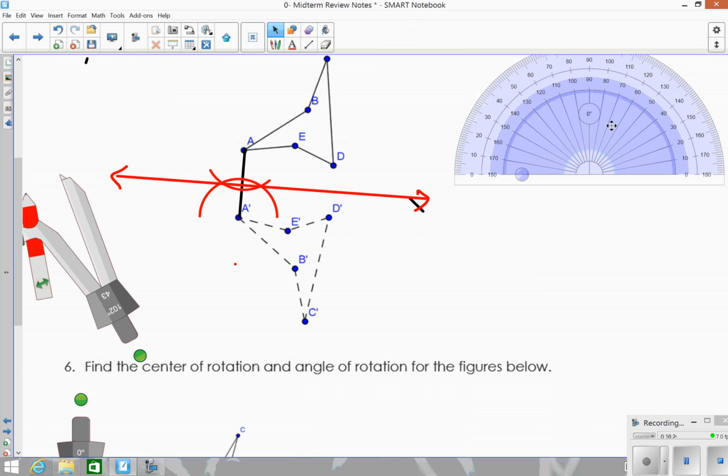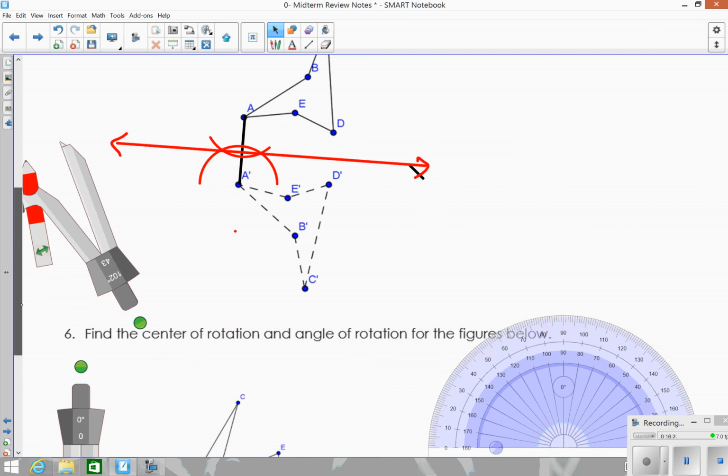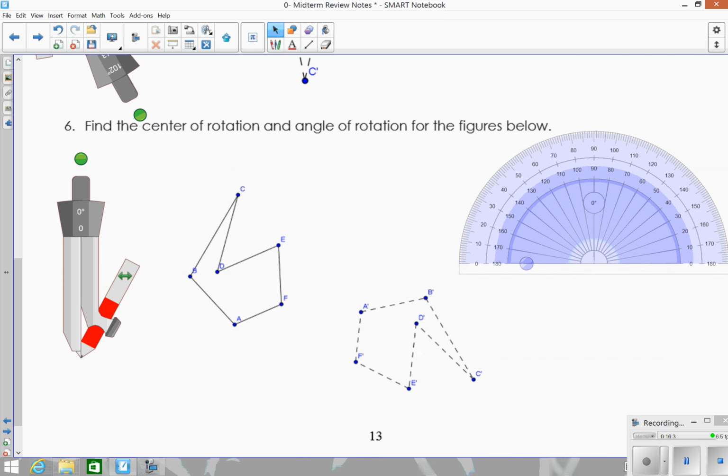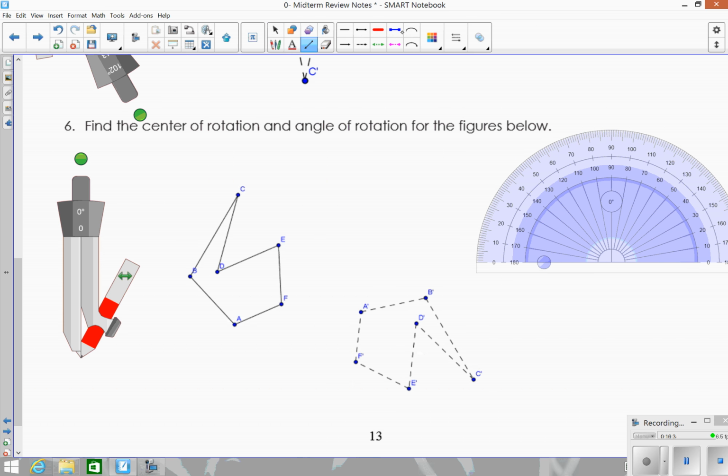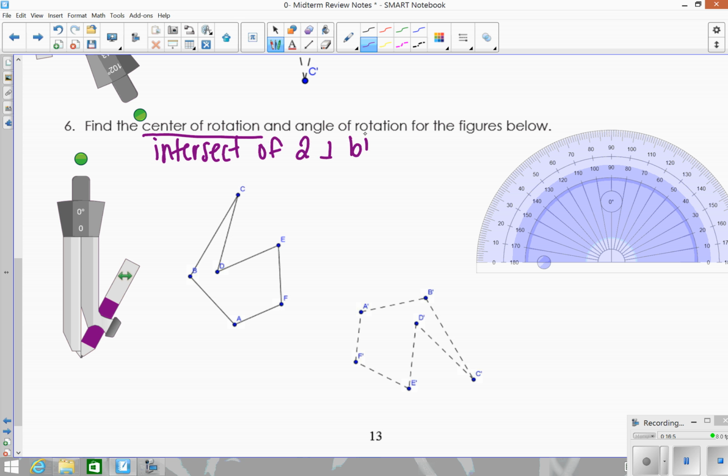Number 6, I'm going to bring this protractor down. Number 6 wants us to find the center of rotation and the angle of rotation. So the center of rotation is wherever 2 perpendicular bisectors intersect. So it's where you're equidistant from all of the points. You could draw in all of the perpendicular bisectors if you wanted, but really once you have 2, you know where the intersection is. So you don't need to draw in all these different perpendicular bisectors and get a crazy picture when you could just do it with 2 perpendicular bisectors.